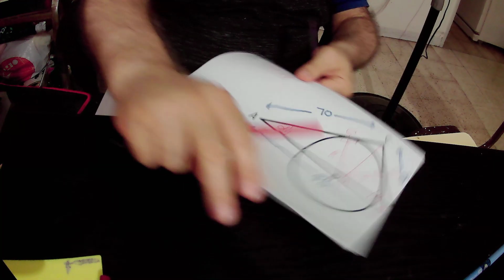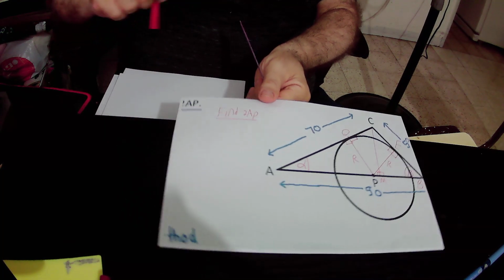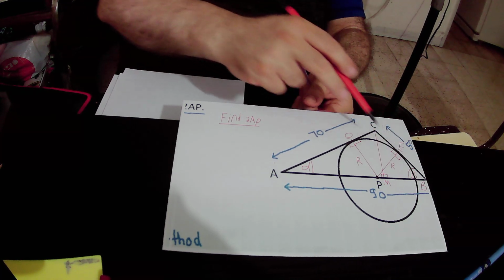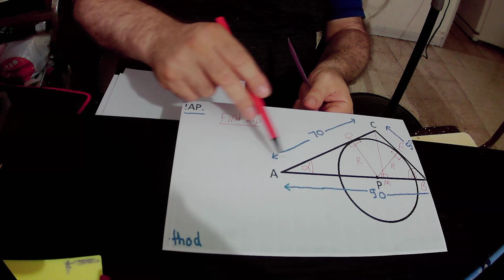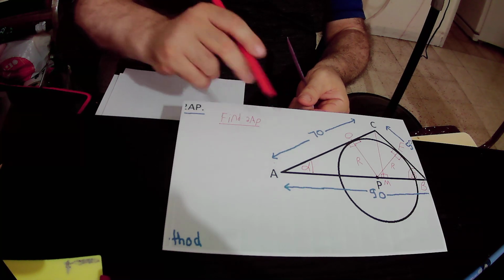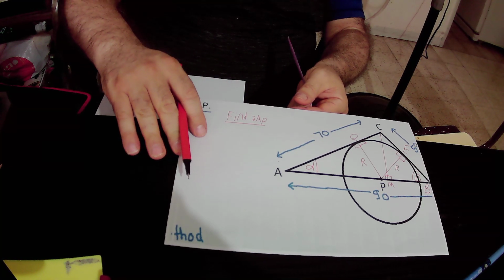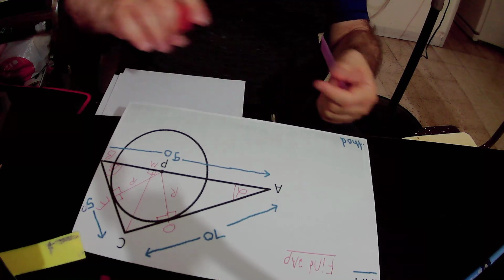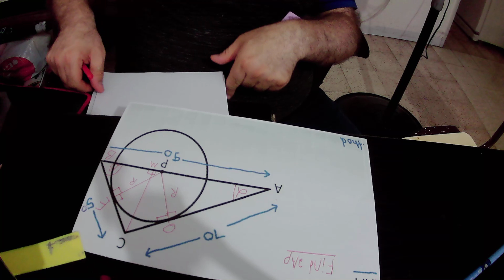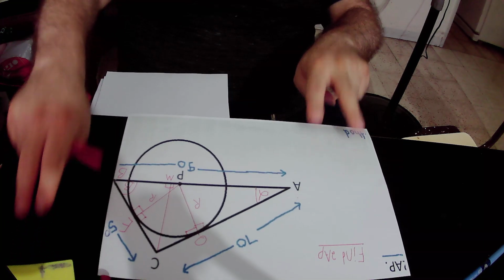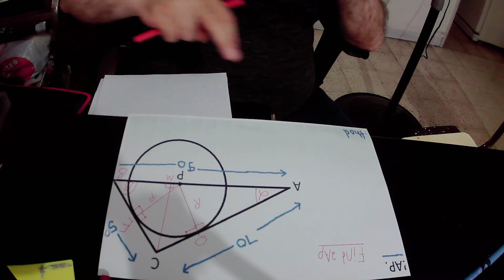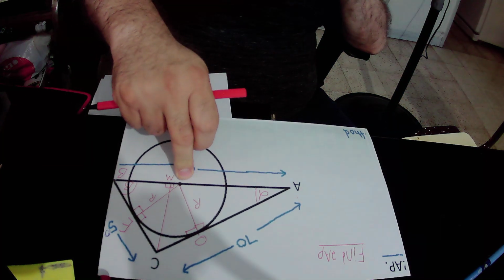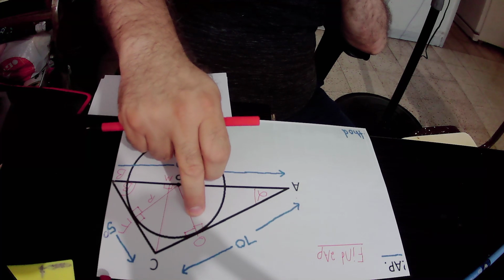Okay, so you can see here angle ABC equals beta and angle CAB equals alpha. Now we'll focus on triangle AOP, that is a right triangle, because this angle is 90 degrees.